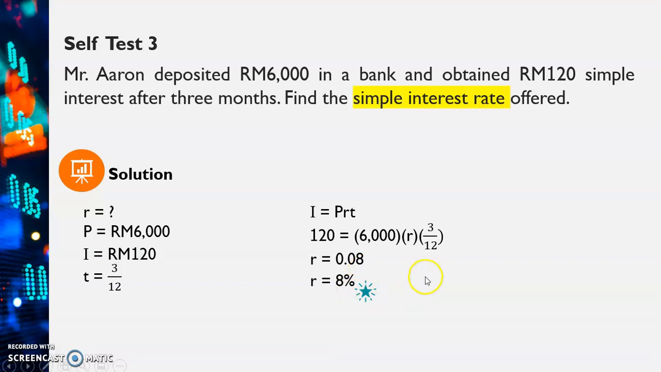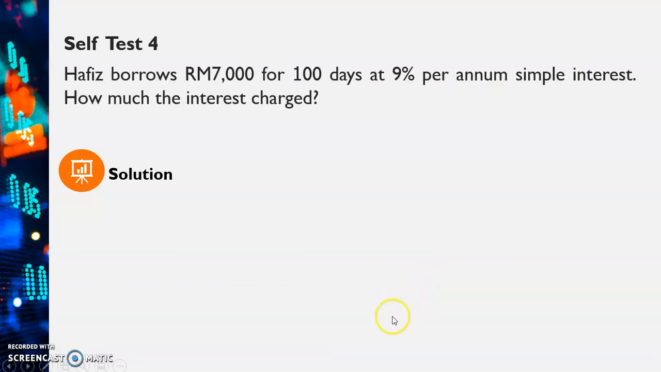Okay, the last one I'm going to show you for today is self-test 4. It says that Hafiz borrows 7,000 for 100 days at 9% per annum simple interest. How much is the interest charge? So we want the interest, I. P, borrow 7,000. What is your T? 100 days. I'm just going to use the banker's rule for the time being.